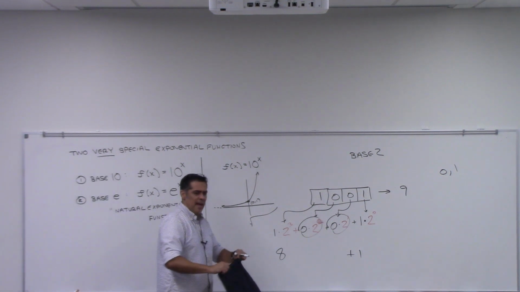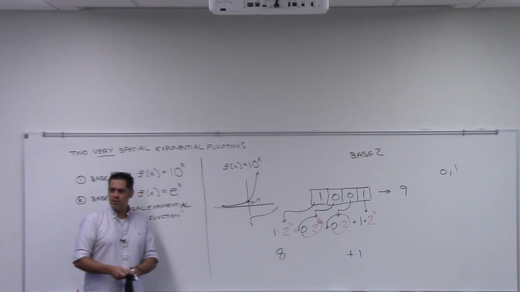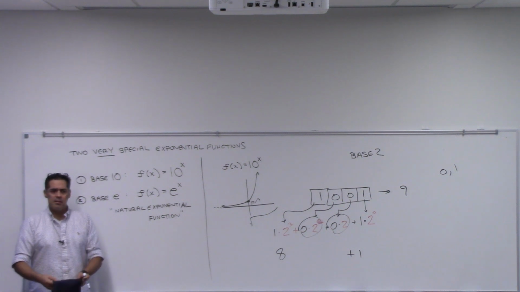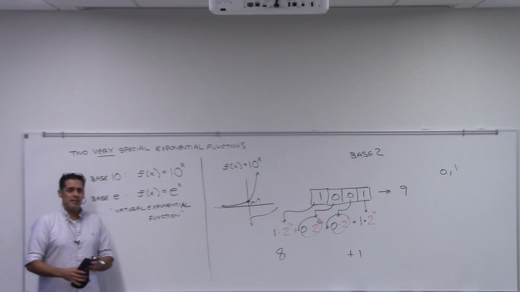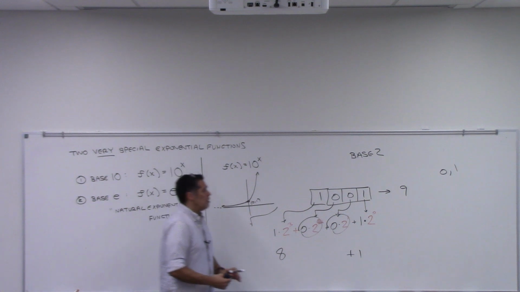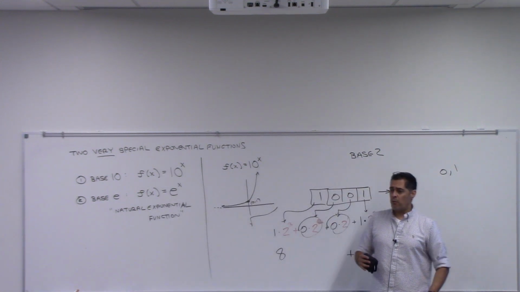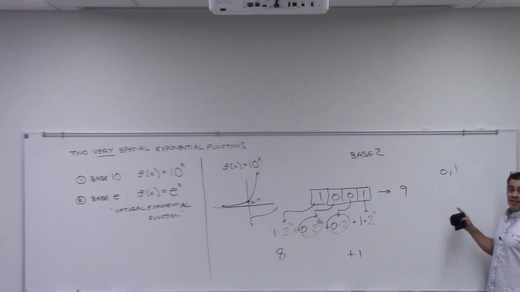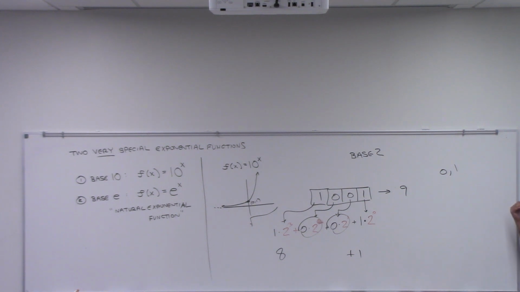Computers, have you all heard of hexadecimal before? Hexadecimal, you all know what base that is? 16. So their digits are 0, 1, 2, 3, 4, 5, 6, 7, 8, 9. Then they go A, B, C, D. They start using letters.